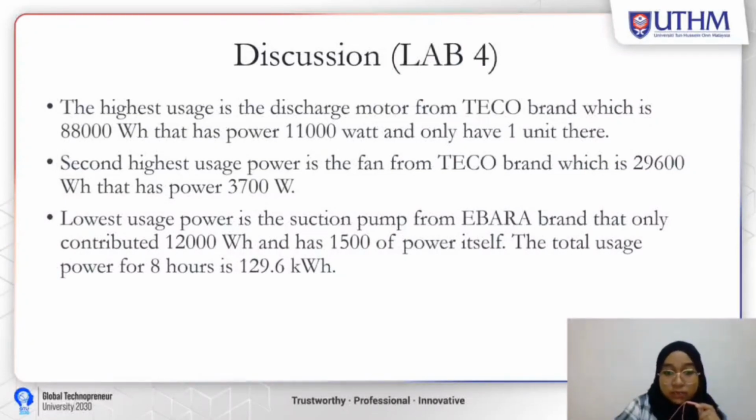The second highest usage is the fan from Teco brand, which is 29,600 watt hour with power of 3,700 watt. Thus, the lowest usage is the suction pump from Ibarra brand, which only contributes 12,000 watt hour and has 1,500 watt of power itself. The total usage for 8 hours is 129.6 kilowatt hour.